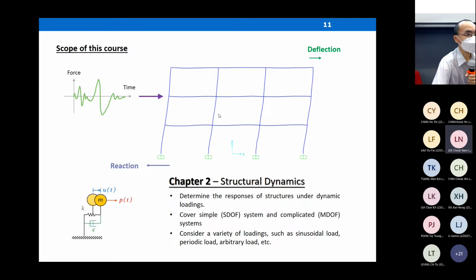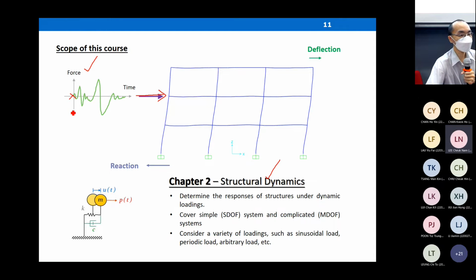And then in the middle of this semester, we move our contents to structural dynamics. Dynamics means something that can move. Say, for example, the loading. The loading is not a constant. A loading can be a time-varying function. A force applied right here at the second story. In the past, you treated this force as a constant, right? But in structural dynamics, the force values can change with time.